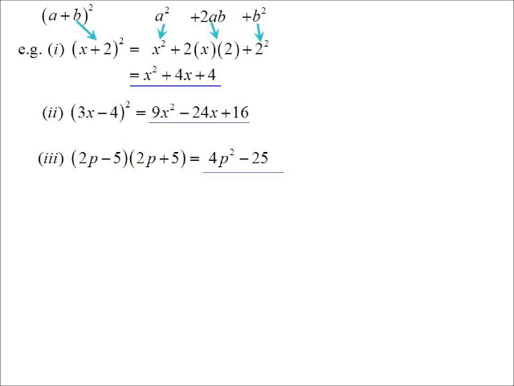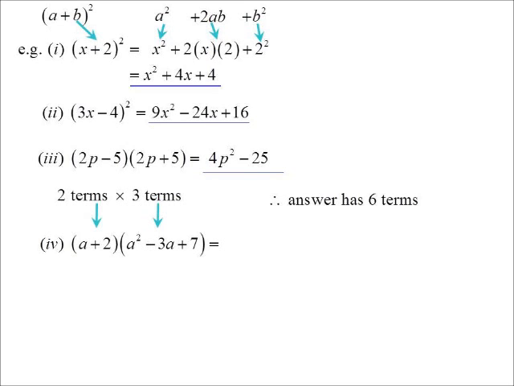Now, this time I've got a binomial times a trinomial. I still use my finger, draw a line to do these ones, I've got to admit it, to make sure I multiply everything by everything. So first of all, I'll multiply everything by a, but I know I should end up with 6 terms all up. I've got 2 terms, I'm multiplying by 3. Before I simplify anything, I should end up with 6 terms. So it's a way of keeping track.